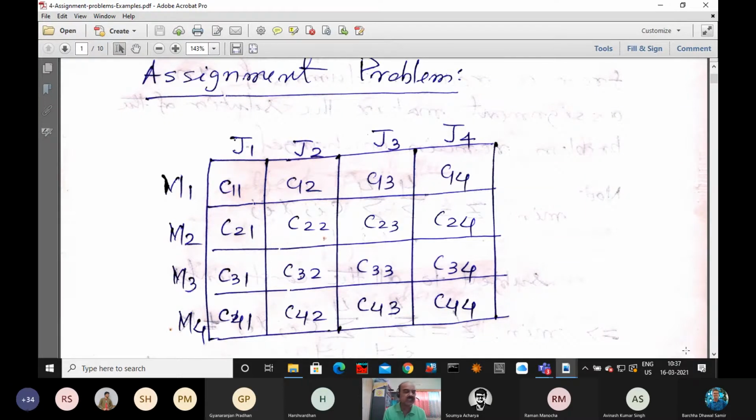If the number of machines or number of jobs is equal to 10, then it is 10 factorial. These many feasible solutions are there. Out of these feasible solutions, you have to find the optimal one. These are the feasible solutions.